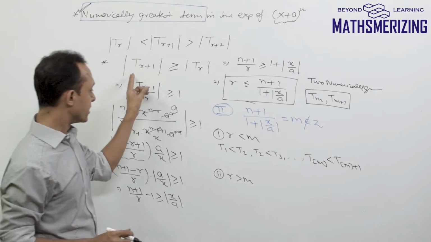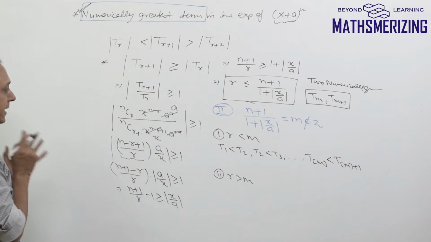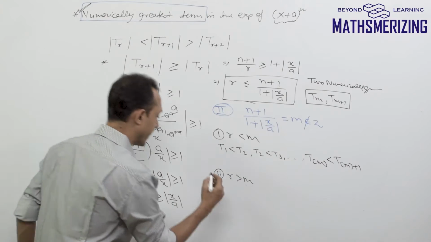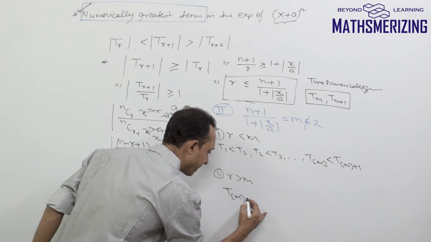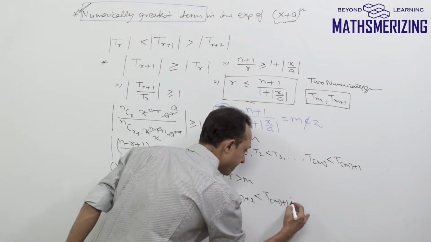Now, when r is greater than m, it will be the opposite condition. So for the opposite condition, if I take r greater than m, then the value of r here will start from the greatest integer function of m plus 1. So in that case, I will write t(greatest integer of m plus 2) is less than t(greatest integer of m plus 1).